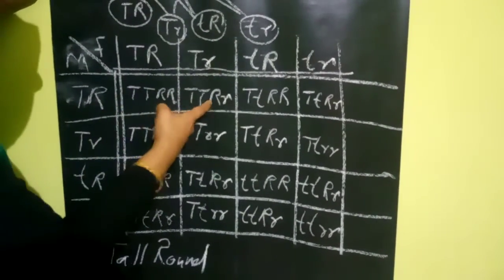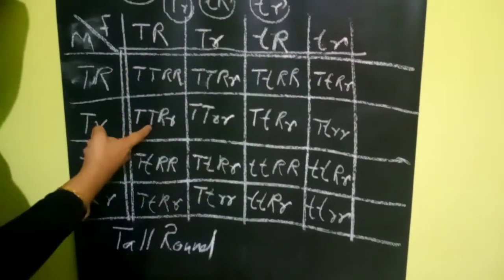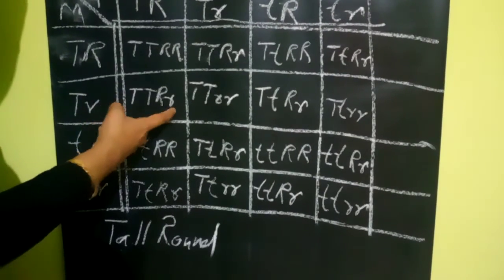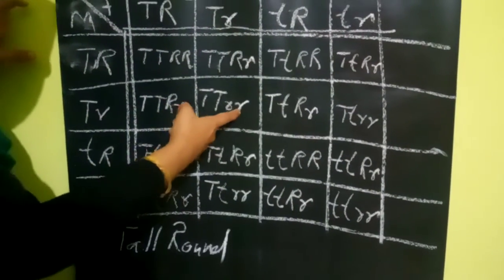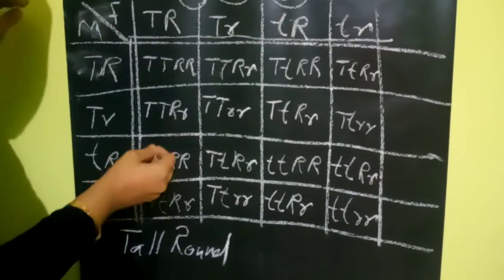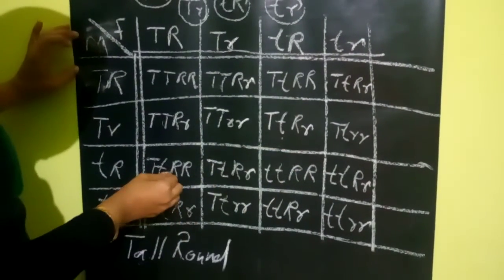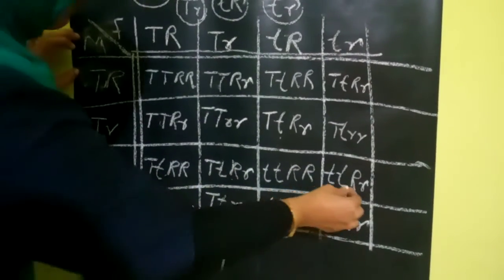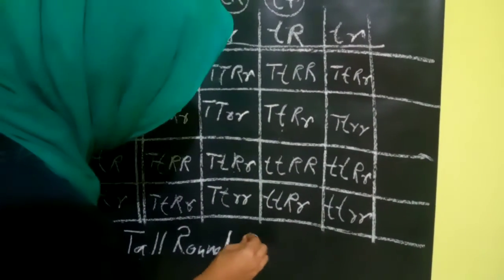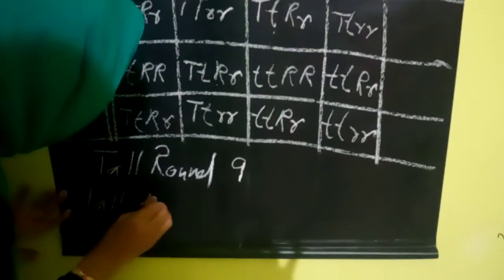This is tall round. This one is tall round. This is also tall round. This also. 1, 2, 3, 4. Then what about this? Here two T are there, then capital R, small r. So this is also tall round. This is not tall round because there is no capital R, so this is tall wrinkled. 1, 2, 3, 4, 5, 6, 7, 8, then 9. How many tall round are there? Tall round 9.